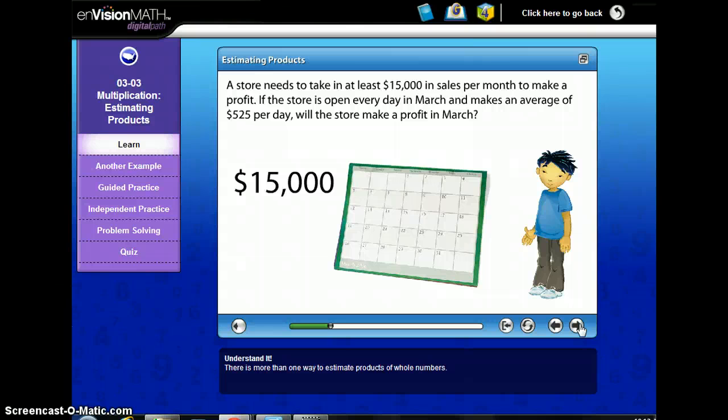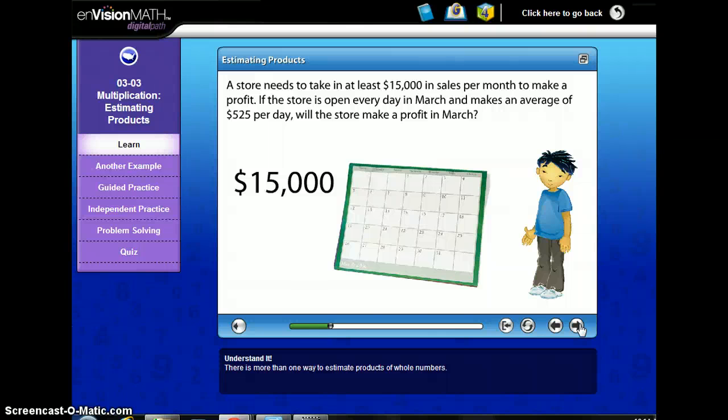Could we figure this out using all the information we have? Okay. How many days are there in March? Can you see the calendar? 31. And how much money on the average do they make every day? So we could take that information and we could certainly figure it out. But let's estimate it instead. Let's make it simpler for us.